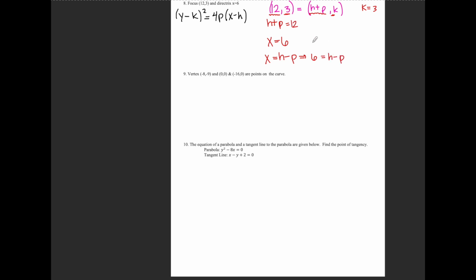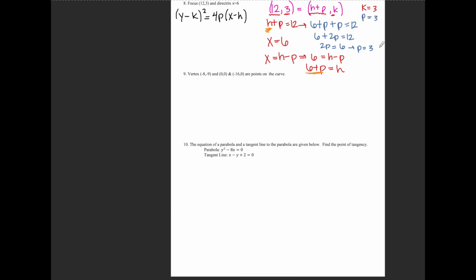So now I really have a system of equations going on here. If I add the p over, I have 6 plus p is equal to h, and I can plug that in this equation. So this h is going to become 6 plus p. So that I now have 6 plus p is equal to 12. So that's 6 plus 2p equals 12. 2p equals 6. So p equals 3.